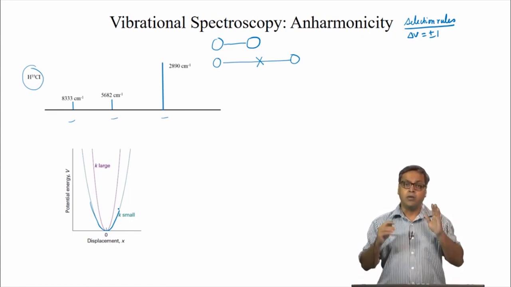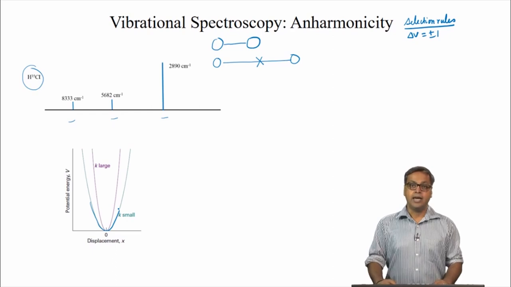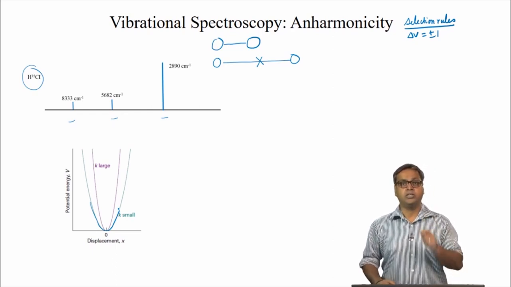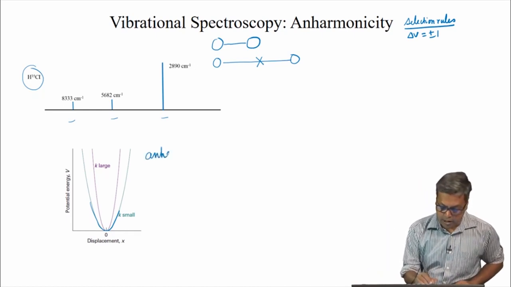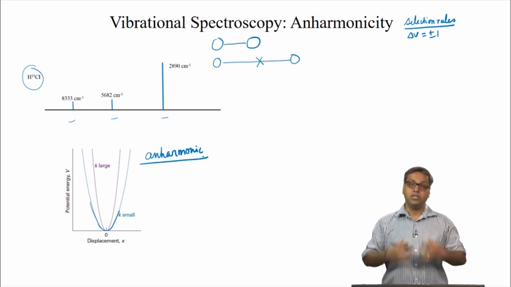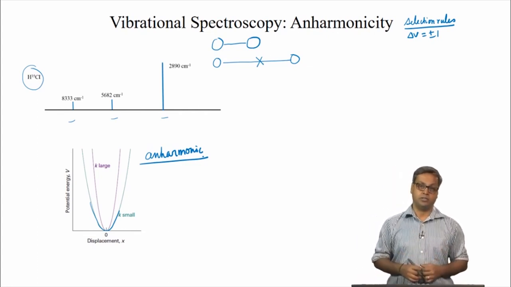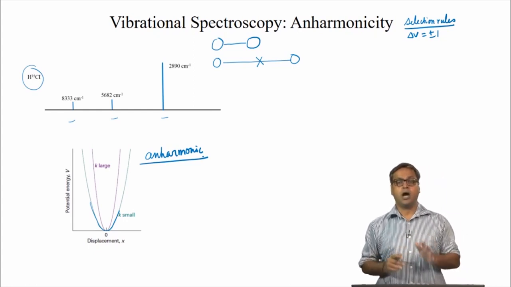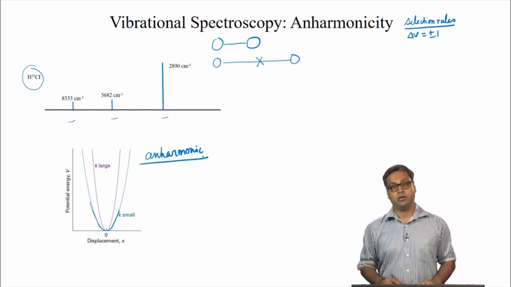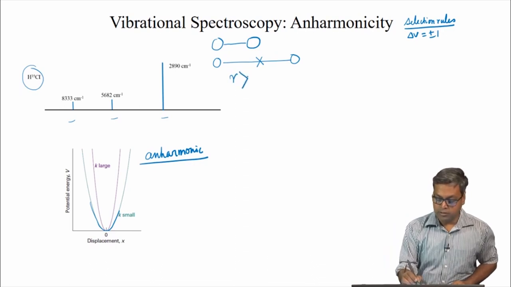Thus, we can see that harmonic approximation fails in real molecules. So, we can say that vibrational motion for large displacement is anharmonic. That means, that is not harmonic. So, this is anharmonic, in the sense that the restoring force is no longer proportional to the displacement, as we saw in case of harmonic oscillator. Thus, we need to introduce a more realistic potential function to reflect that the bond dissociates if we have R is greater than or much greater than R equilibrium.